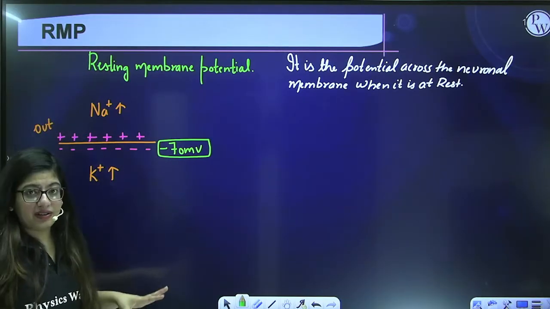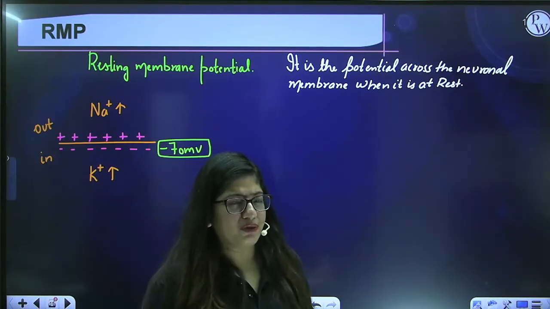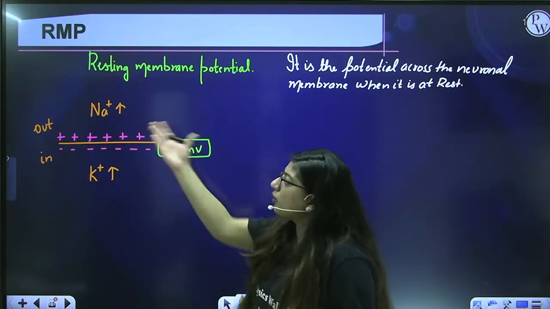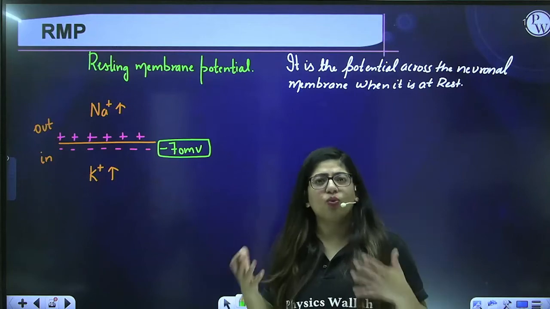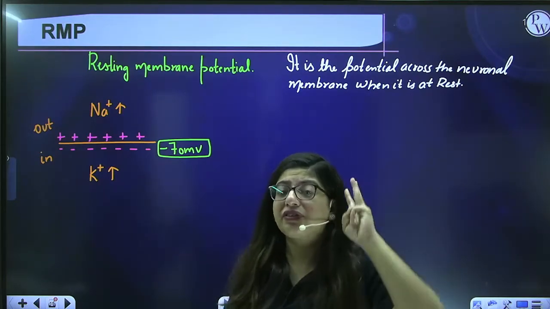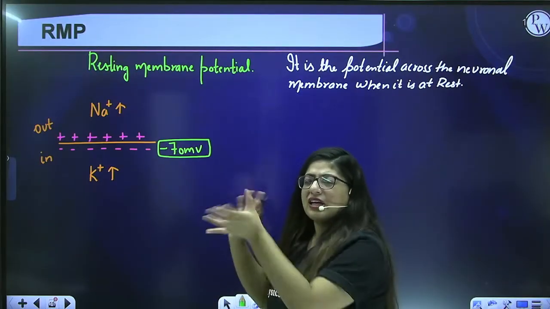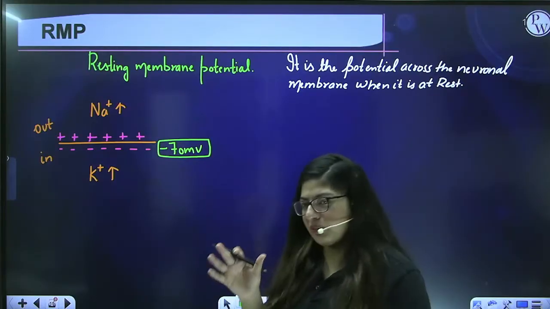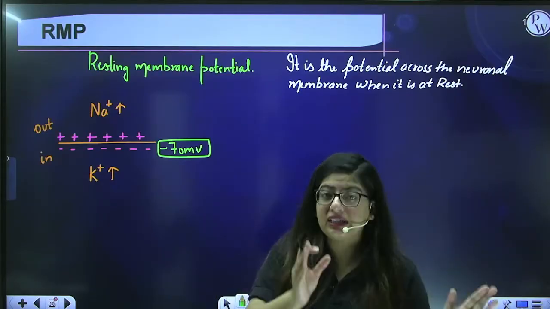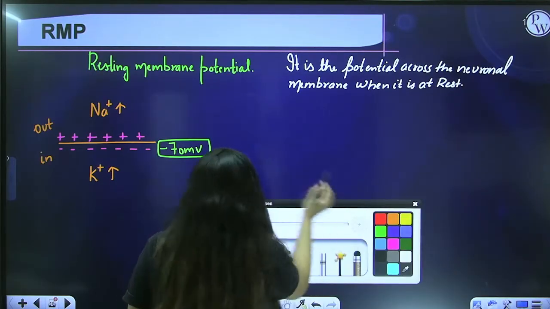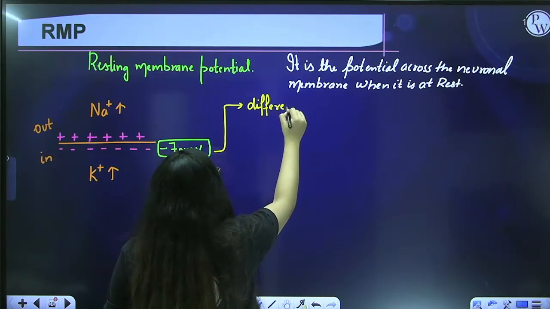Now, what are the factors that lead to this minus 70 millivolt situation? Why is it always minus 70 millivolt? Or why do we say that sodium concentration is higher outside and potassium is higher inside? Why does this happen? There are three reasons. How many reasons, guys? Three reasons. Let's check them out. First reason is differential permeability.